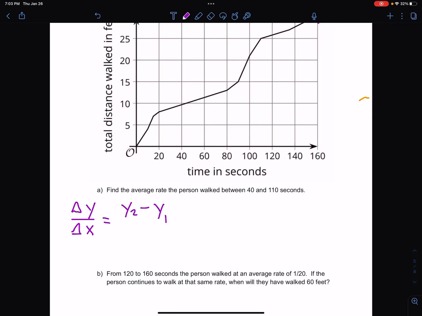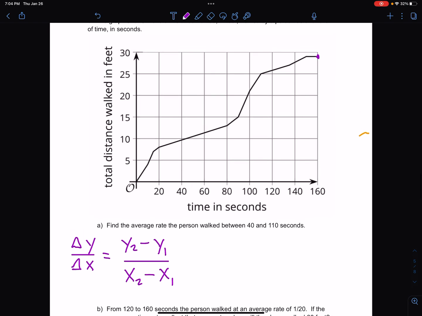And that is going to give you your change in y. And in the denominator, our change in x, we've got the x from the second point, or x sub 2, minus the x from the first point, x sub 1. So let's get into it. What the heck is that? What's y sub 2, y sub 1? What's x sub 2, x sub 1?